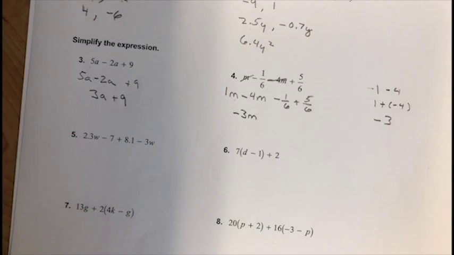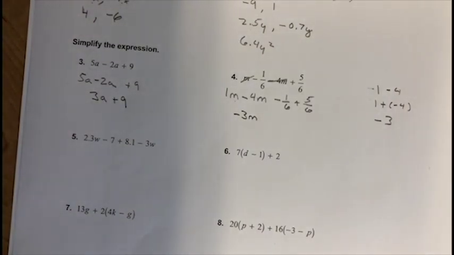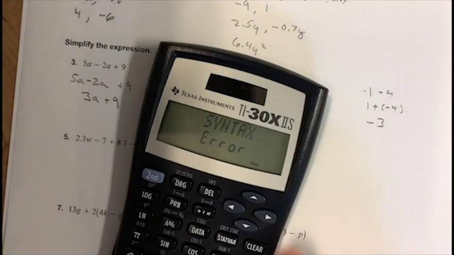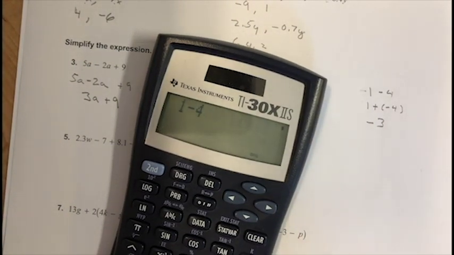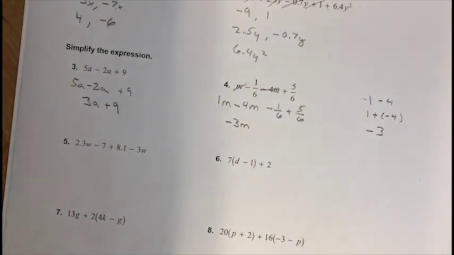Still don't believe me? You actually have access to a calculator now, do you not? Well, use your calculator. Find out what 1 minus 4 is. Well, let me grab my calculator and let's find out. Clear this all out. 1 minus 4. What do I get? Negative 3, so negative 3m.